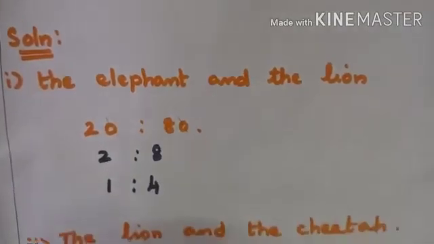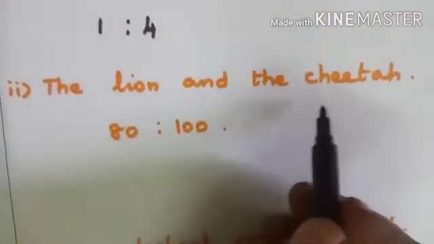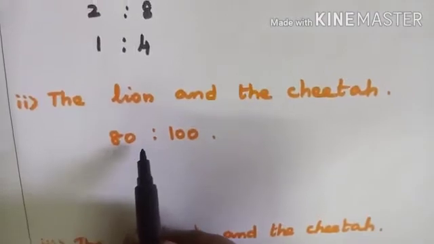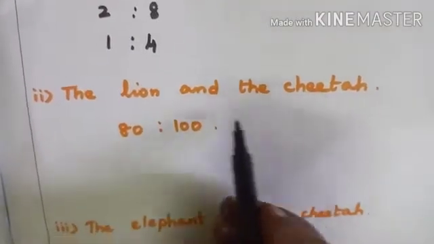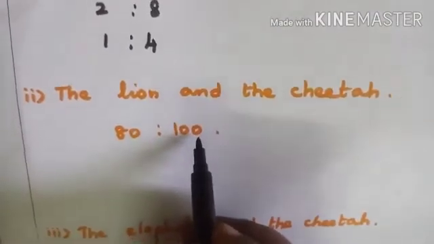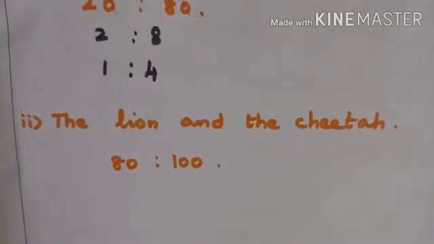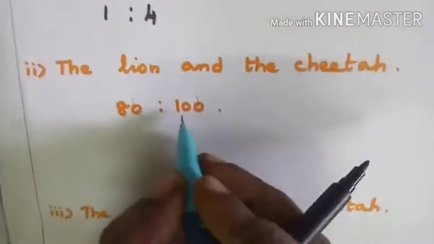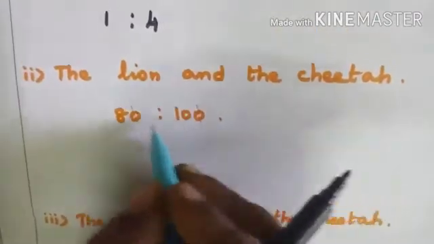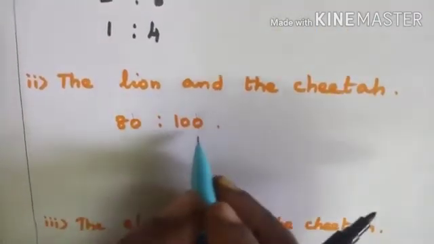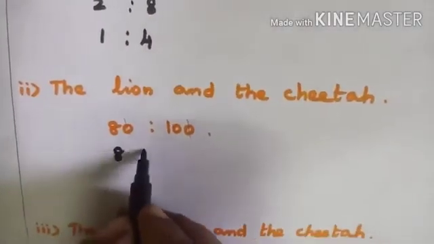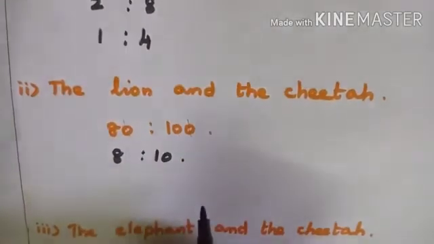The second question, the lion and the cheetah. So for the lion, what is it? 80 kilometer per hour, and for the cheetah it is 100 kilometer per hour. Now here also we can strike a 0, one 0 from each. You should not strike these 2 zeros, okay? We have to strike one zero alone. Now this number becomes 8 is to 10, isn't it?